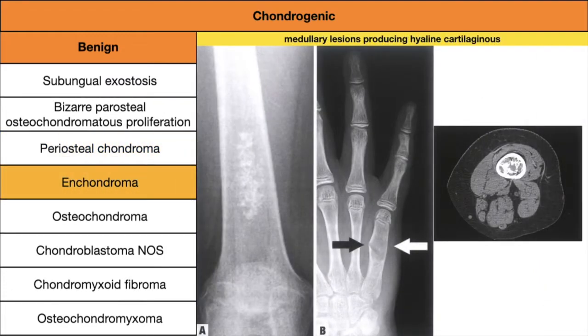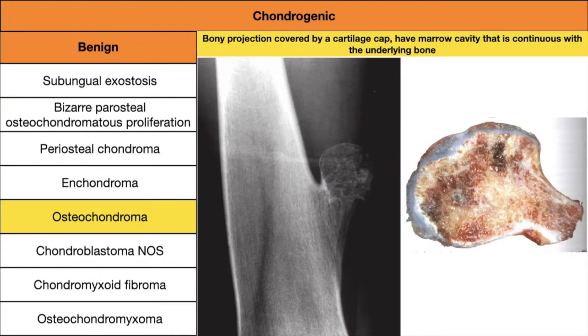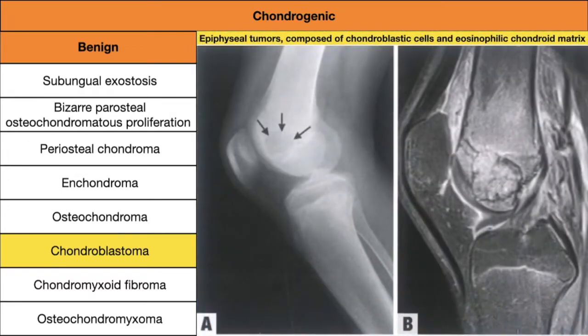Then we have enchondroma. They are medullary lesions producing hyaline cartilage. Then we have osteochondroma. They are bony projections covered by the cartilage cap and have marrow cavity in continuity with the underlying bone. Chondroblastoma, in the previous classification they were categorized as locally aggressive, but now they changed this tumor to benign category. These are epiphyseal tumors composed of chondroblastic cells and eosinophilic chondroid matrix.